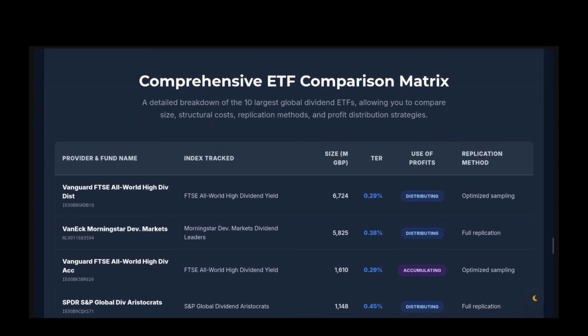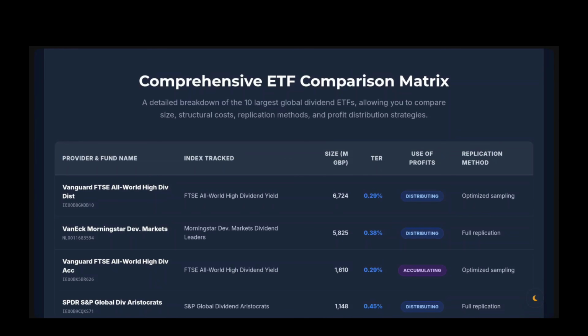So if we start off with provider number 1, Vanguard FTSE All World High Dividend Distributing. Its index it's tracking is the FTSE All World High Dividend Yield. Its size is 6.7 billion and it has an expense ratio of 0.29%. It is distributing and the replication method is optimized sampling. We then have the VanEck Morningstar Dev Markets, and this is the one that someone asked me to cover. Its size is 5.8 billion and it has an expense ratio of 0.38. It is again distributing and is full replication.